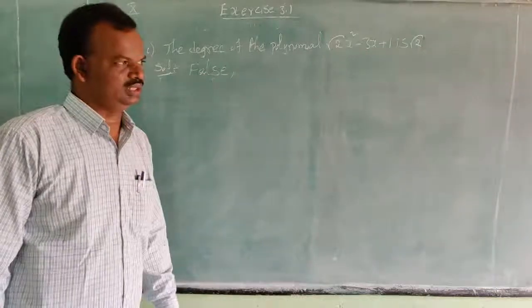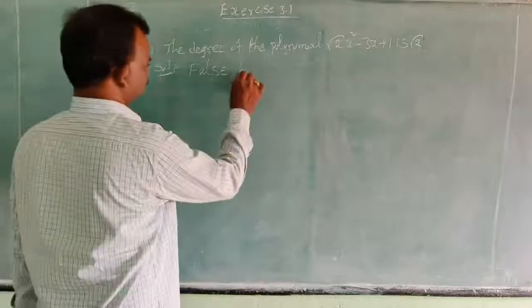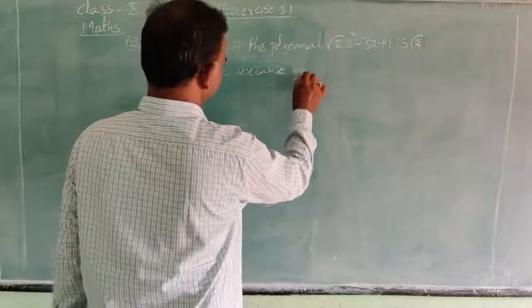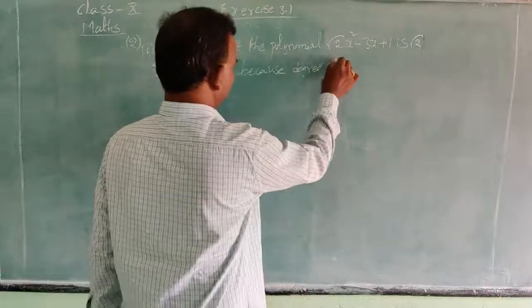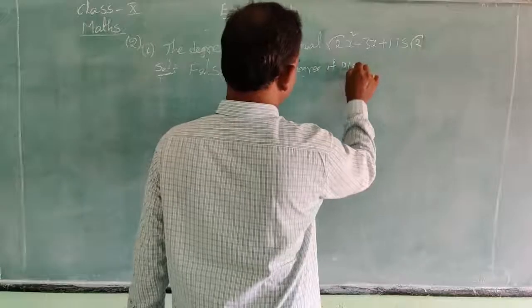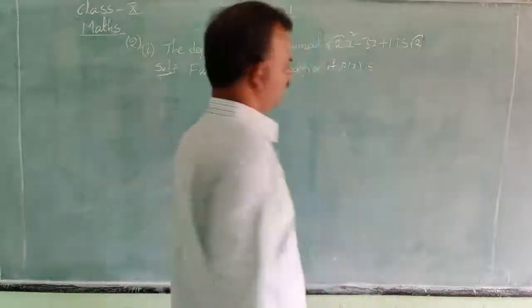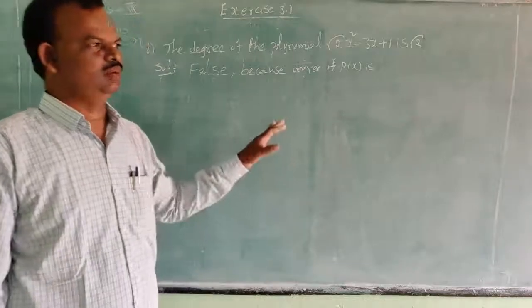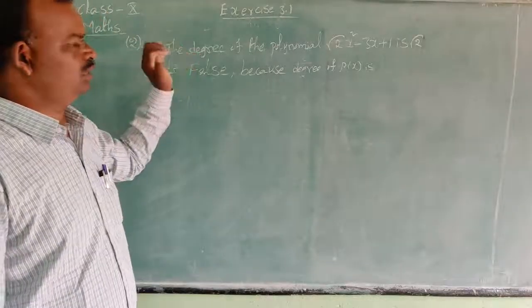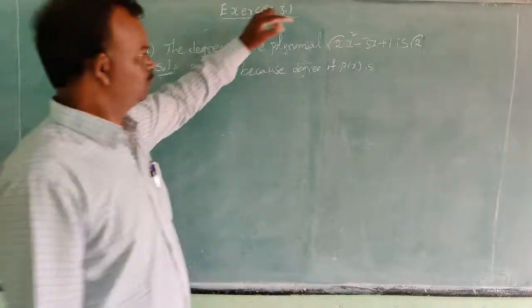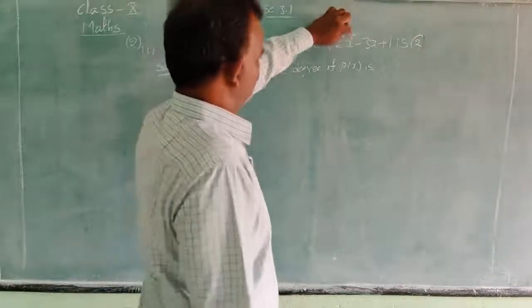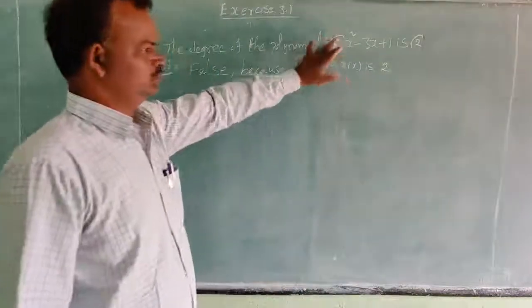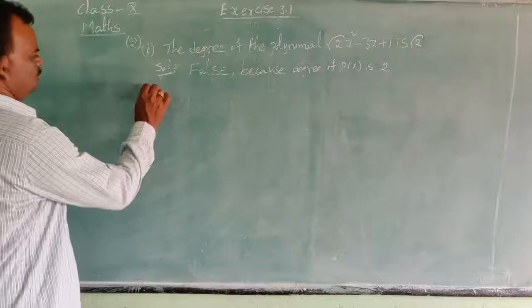It is false because the degree of p of x, that means the degree of the polynomial, is the highest power of x. The highest power of x is 2. So the degree of p of x is 2, not root 2. So it is false.